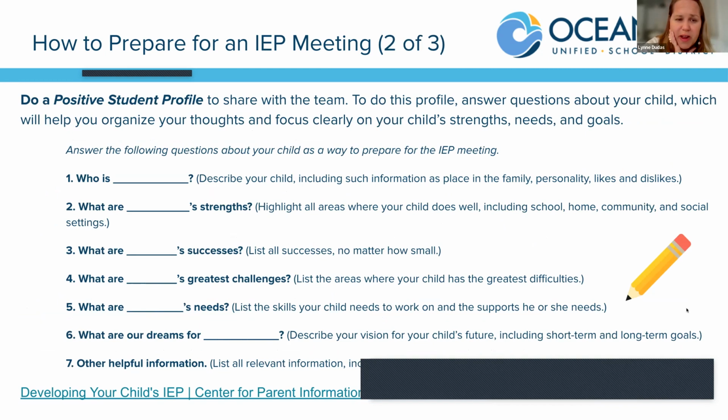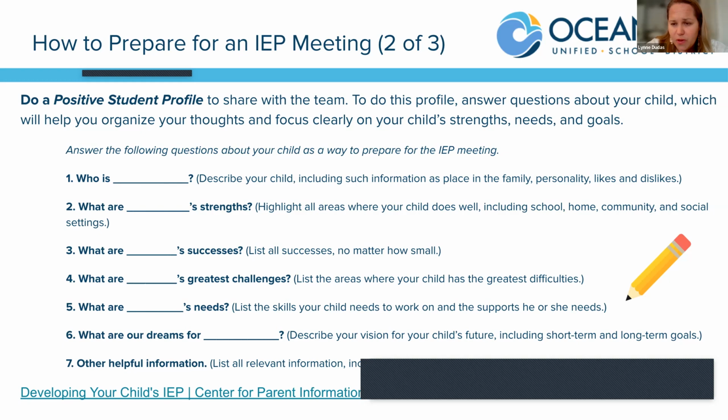This is another way that you can prepare for the IEP meeting. You can do a positive student profile to share with the team. This is just an example, but these are questions you could ask about your child, so you have a direction when it comes to making sure the team really knows about your child. Who is your child? Describing information such as their family, their personality, their likes and dislikes. What are your child's strengths? What are their successes, their challenges, their needs? What are your dreams for your child? And any other helpful information.